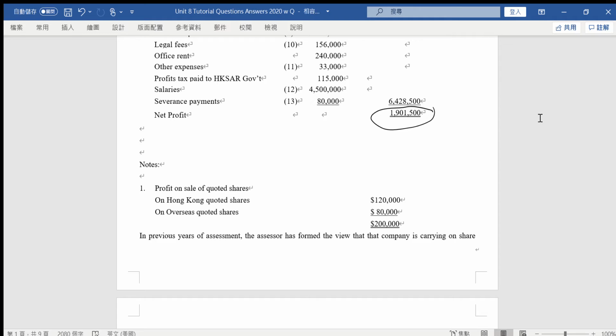The second one is the overseas quoted share, which is not traded in Hong Kong. That is why for this item, surely this will be adjusted. It should be excluded, and we should deduct this $80,000.